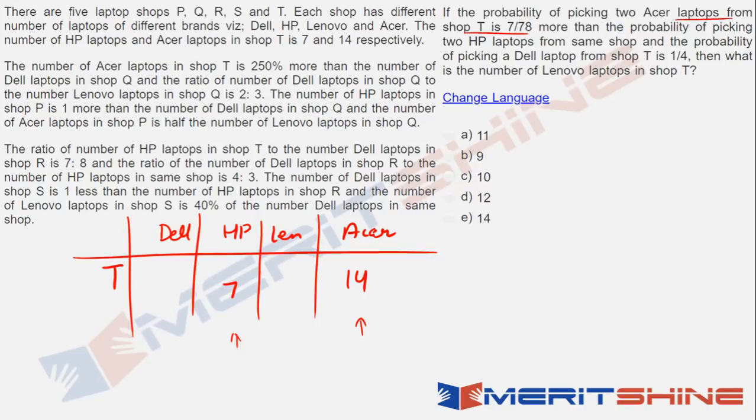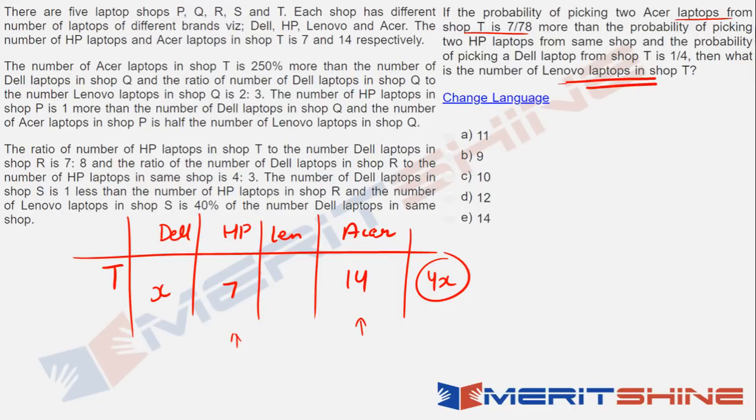It says if you pick a laptop randomly, the probability that it's a Dell is 1/4. So it means what? If the total here is 4x, this has to be x. It can only happen then that the number of Dell laptops in the shop is 1/4 of the total number of laptops. Now you can make use of it. It says what is the number of Lenovo laptops in Shop T.